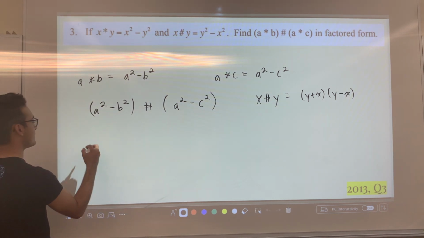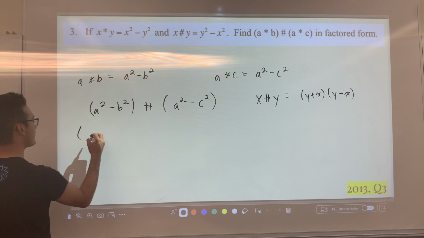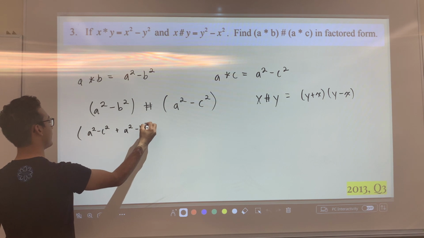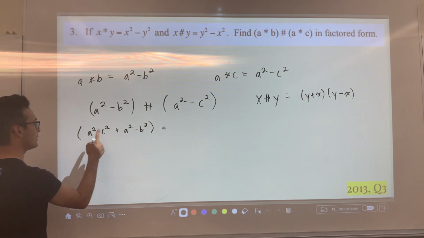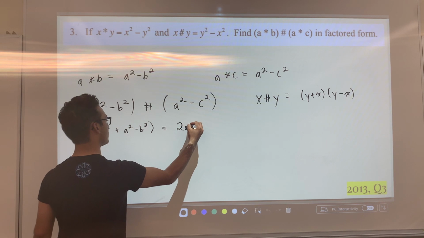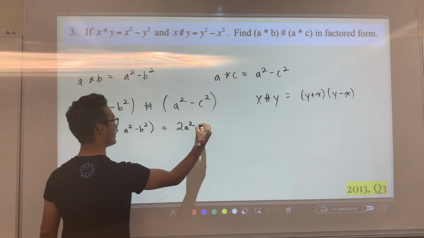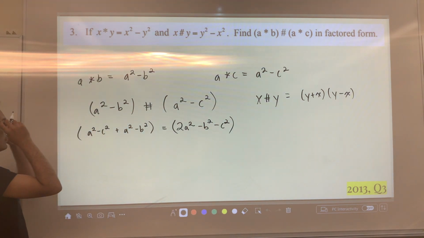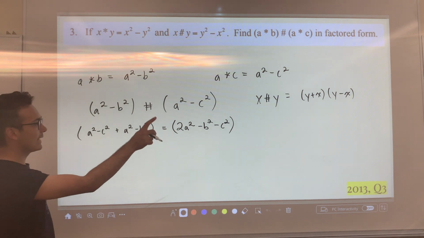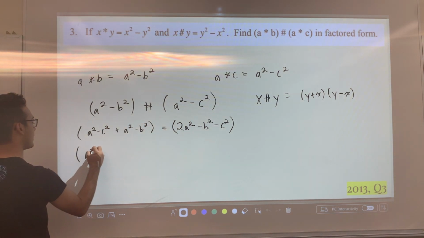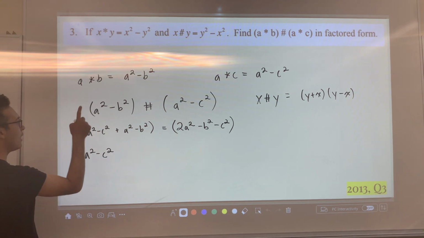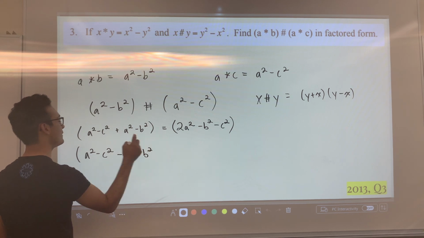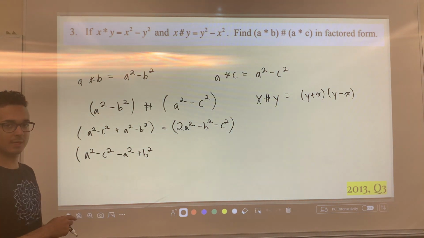So starting with that first factor, y plus x, a squared minus c squared plus a squared minus b squared, we end up getting 2a squared minus b squared minus c squared. That is one of our factors. Now, for the other factor, y minus x, we have a squared minus c squared minus a squared plus b squared, because we need to invert the signs of both of those terms in that expression.